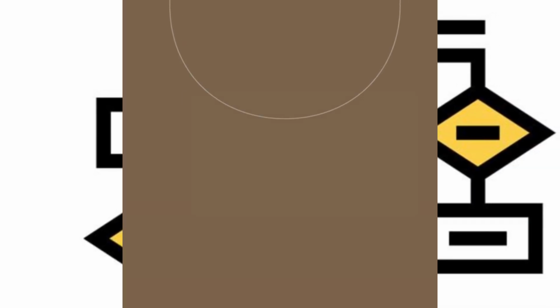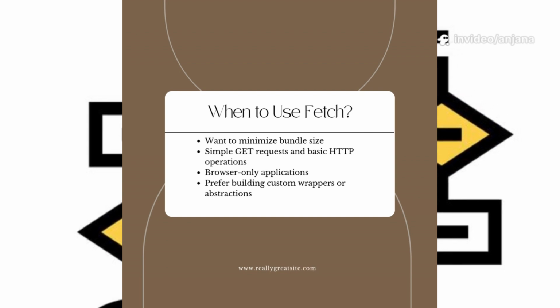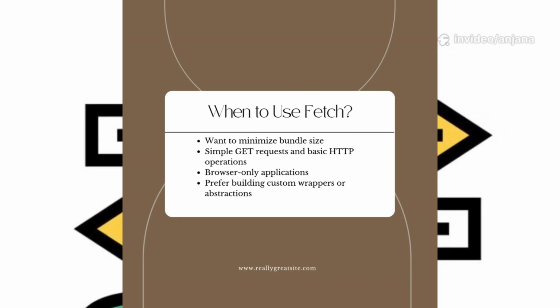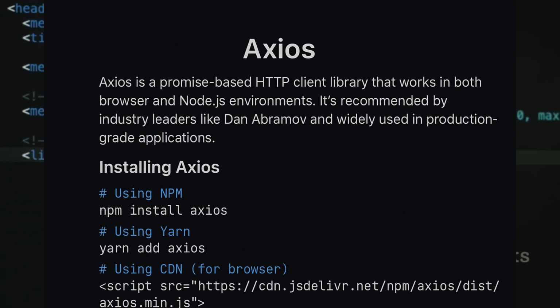Choose Fetch when you want minimal bundle size, simple HTTP operations, browser-only apps, or when building your own custom abstraction layer. Axios is the promise-based HTTP client that works everywhere, browsers and Node.js. It's the community favorite, recommended by industry leaders and battle-tested in production applications.